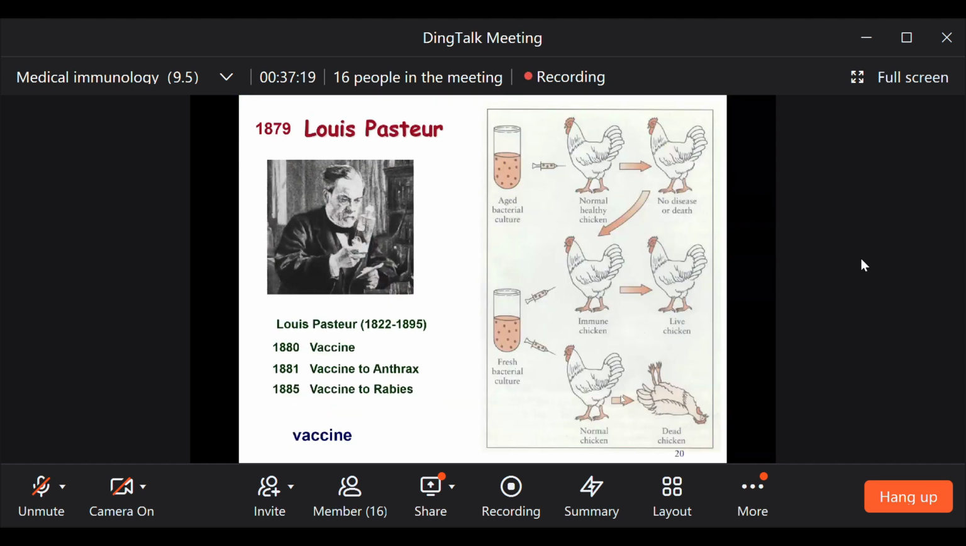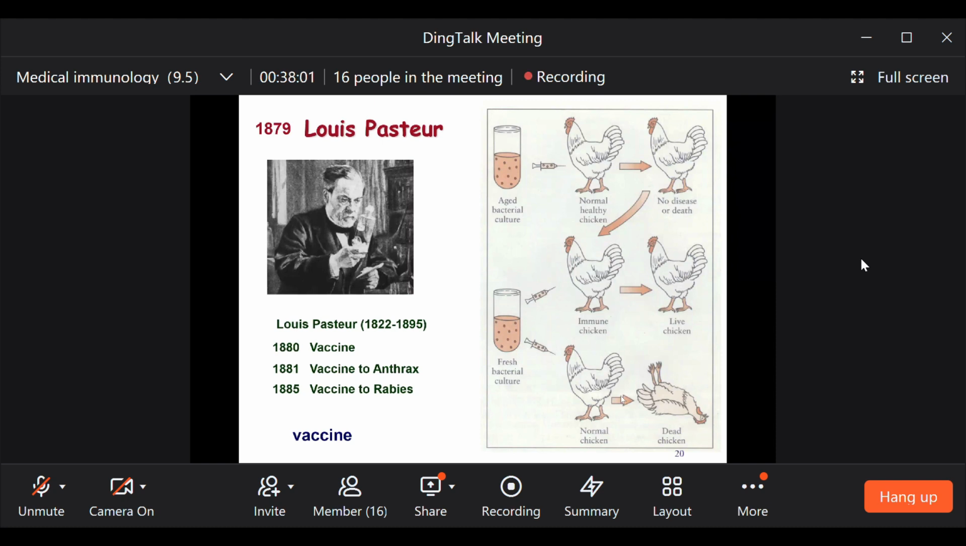And another very famous person is Louis Pasteur. He created vaccines such as those for anthrax and rabies. Both of these diseases also brought big losses for people. So many people were suffering from those diseases.